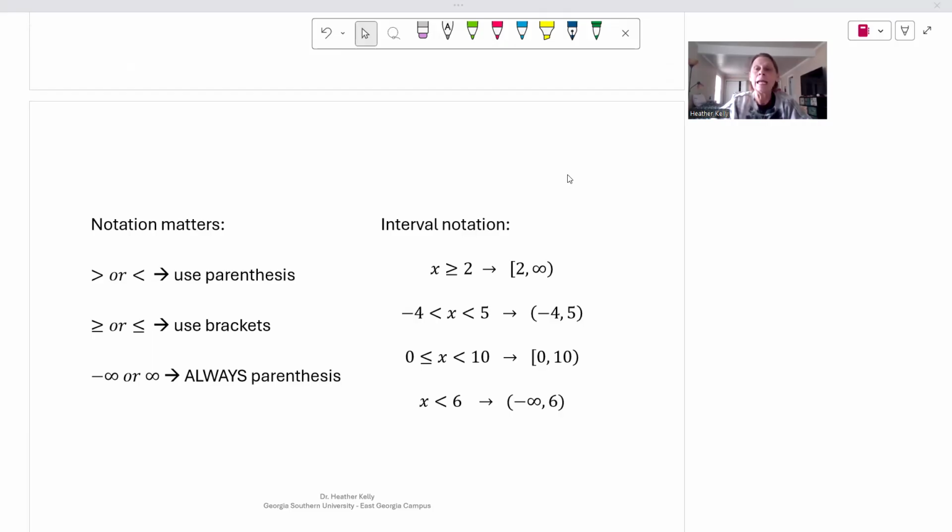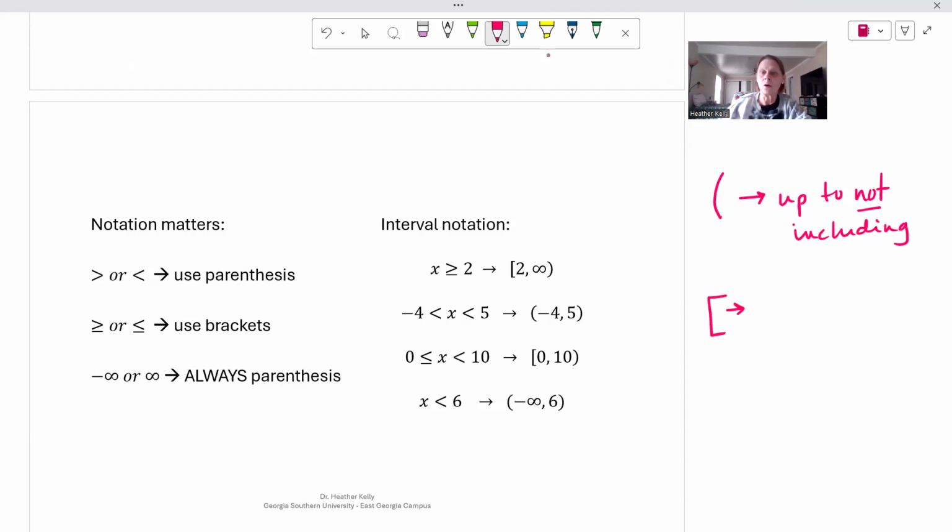All right. And the notation really matters, whether you use a parenthesis or a bracket, that really tells us a lot of information. Remember that parentheses are up to, not including, and brackets are up to and including.